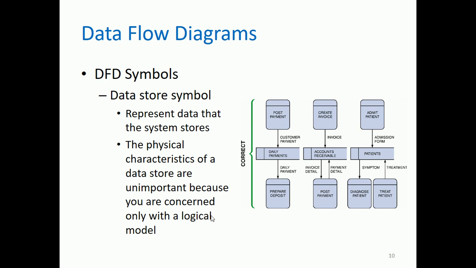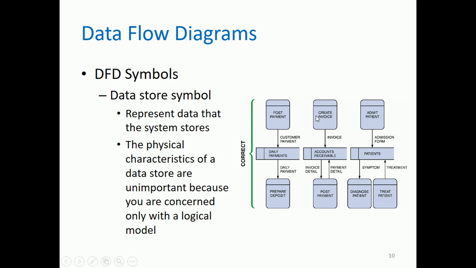Okay, next we have the data store symbol. It represents the data that the system stores. The physical characteristics of a data store are unimportant because you are concerned only with a logical model. Because the data flow model is a logical model. So again, you don't care if it's stored in a server, in a blade server, or just in a hard drive in a computer. What is important is the representation, again, because it is a logical model. So these, again, are the correct implementations for a process symbol with a data store and data flow.